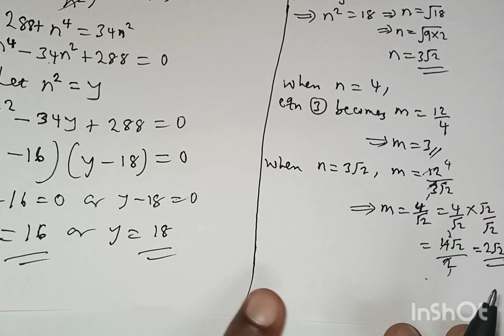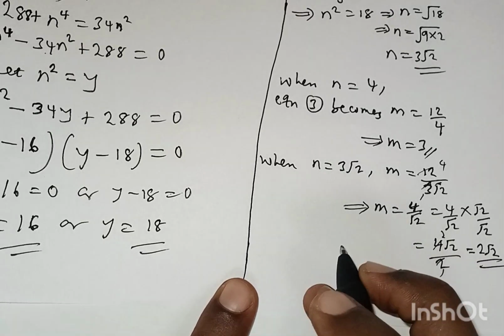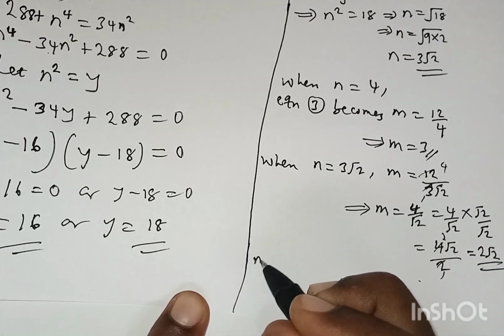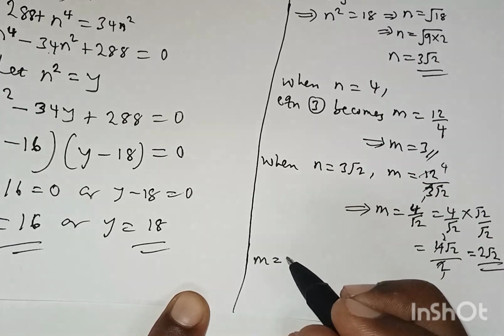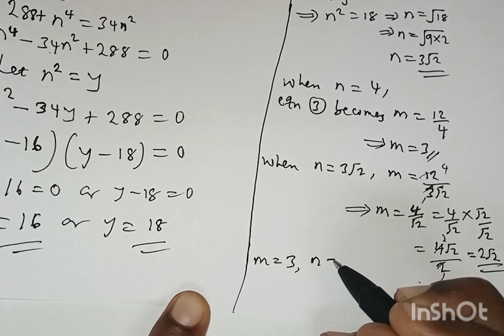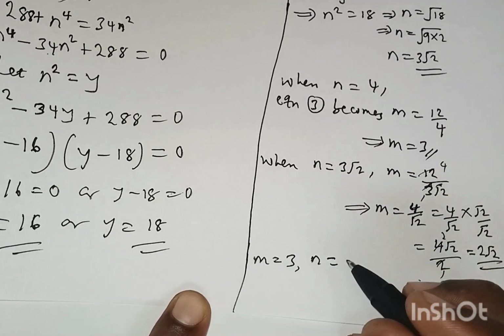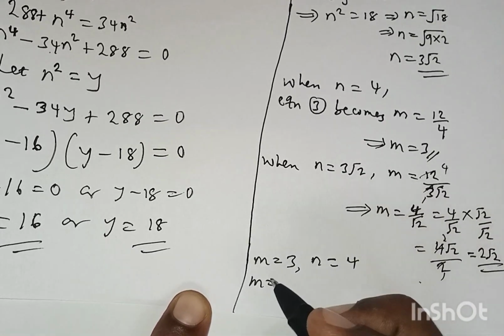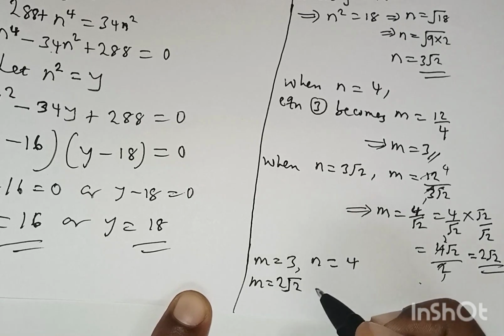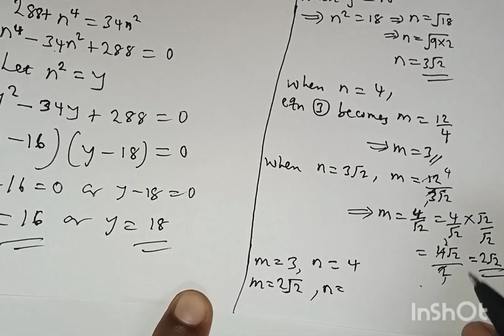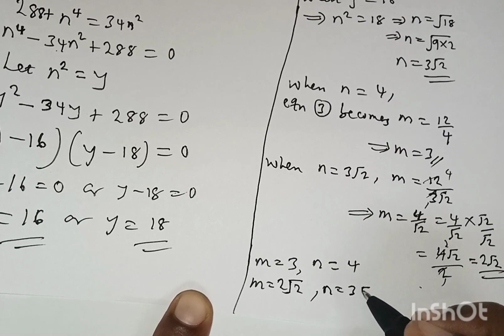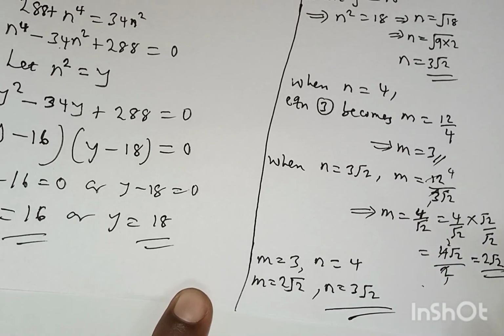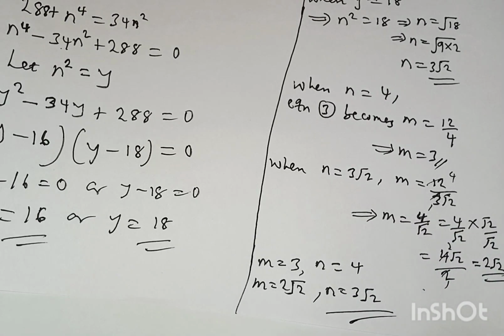So we have the first value of m is 3. And at that point, n is 4. So we have the second value of m, which is 2 root 2. And at that point, n is 3 root 2. So these are the positive values of m and n. m is 3, n is 4. Or m is 2 root 2, n is 3 root 2.